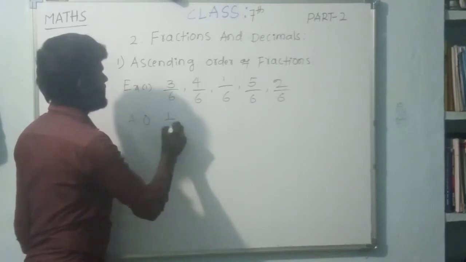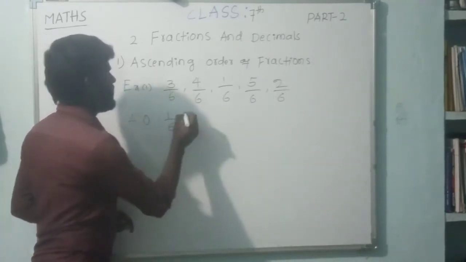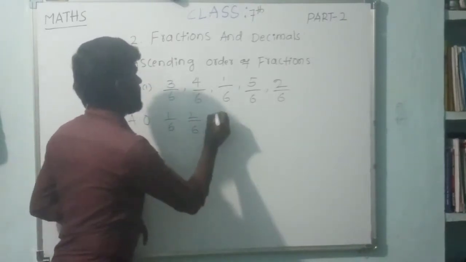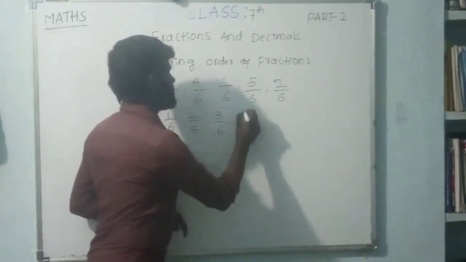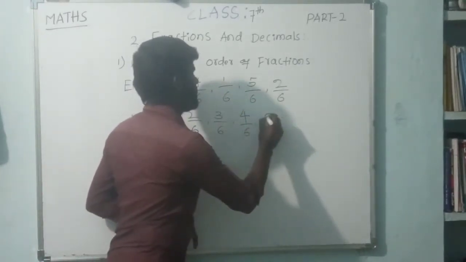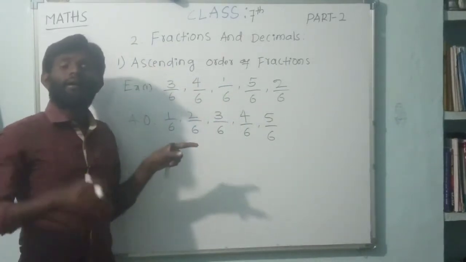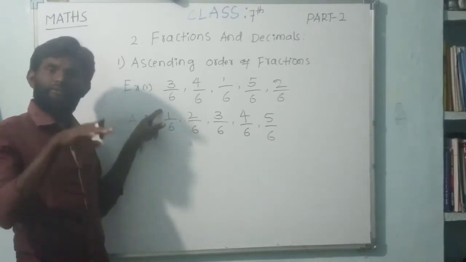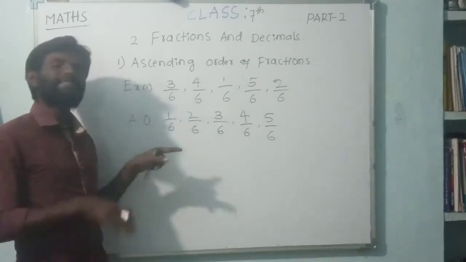1 by 6. Then, after 1 by 6, that is 2 by 6. After 2 by 6 is 3 by 6. After 3 by 6, 4 by 6. After 4 by 6, 5 by 6. Dear children, here 1 by 6 is the least fraction because its numerator is very small compared to all these fractions.